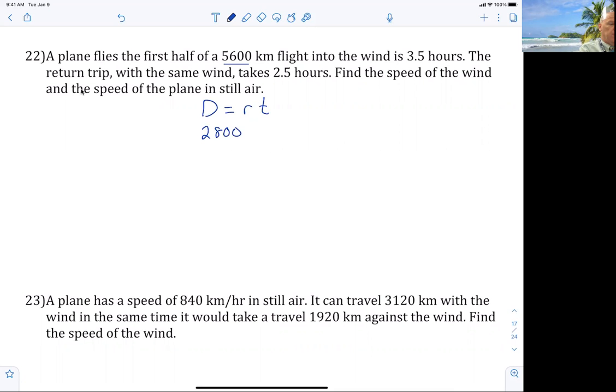Yes. Now, they're going against the wind because it takes longer, correct? Yeah. So you would say it's the plane minus the wind times 3.5, which I'm just going to write as 7/2. Do you agree with that? Yeah. And then the return trip, which is still 2,800, is going faster because it takes less time. So it'd be the plane plus the wind, and then that'd be 5/2. Do you agree with that?